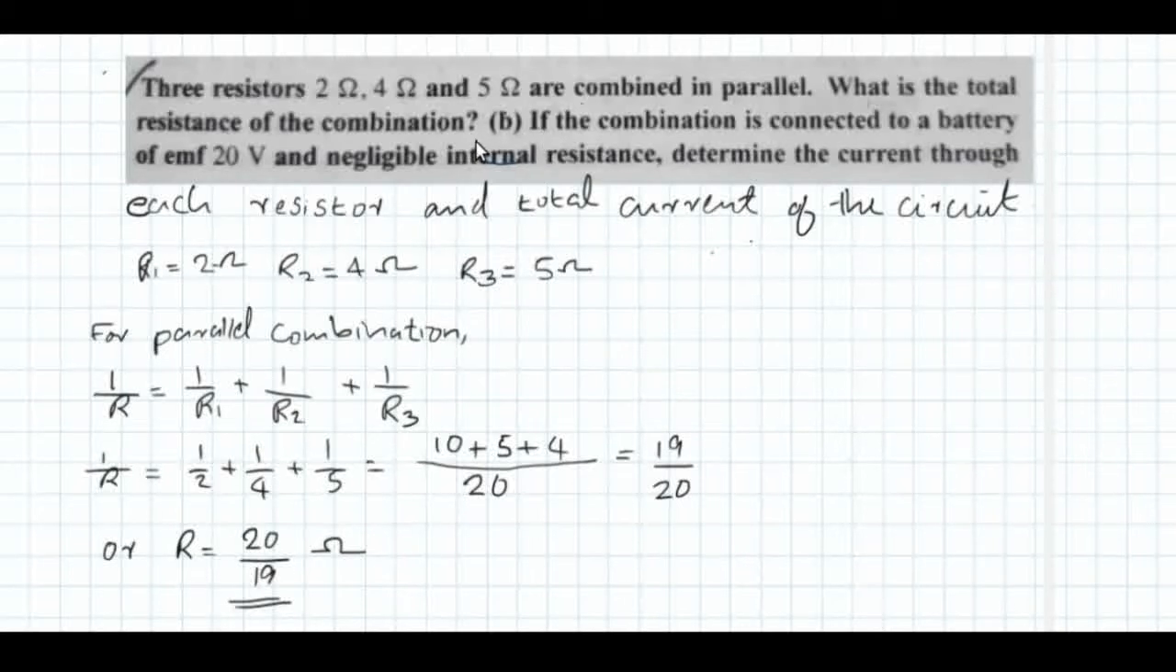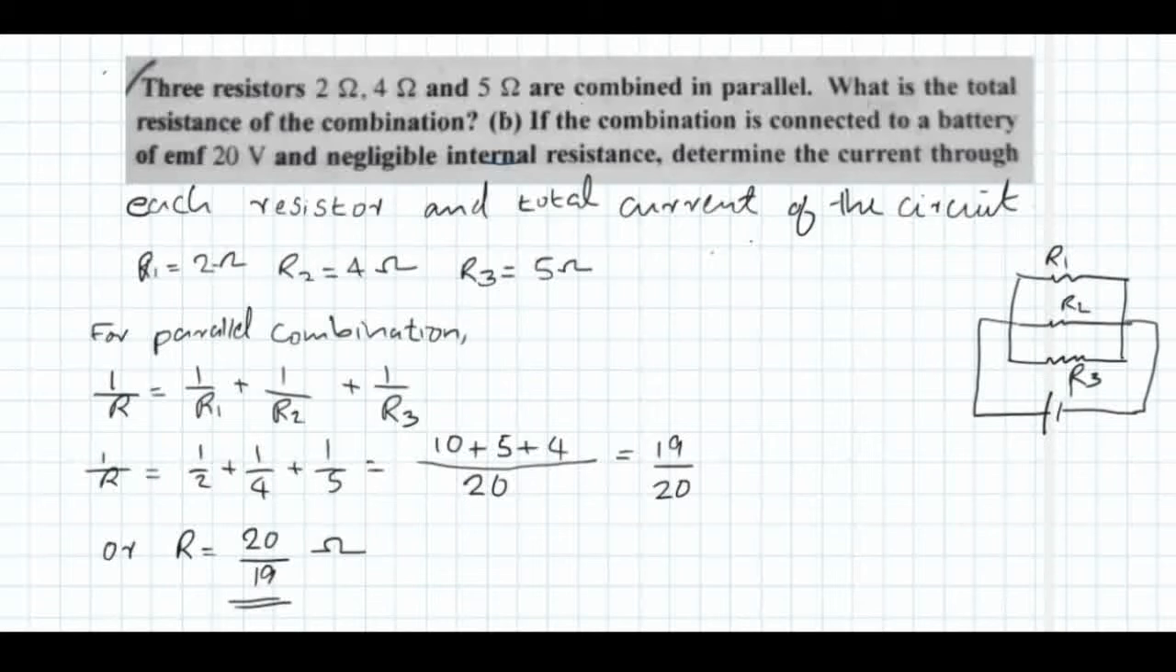Answer for the first part of the question. Then the second part is, if the combination is connected to an EMF of 20 volts, what is the current through each branch, or each resistor? So this is the situation. We have 3 resistors in parallel combination, and there are currents I1, I2 and I3.